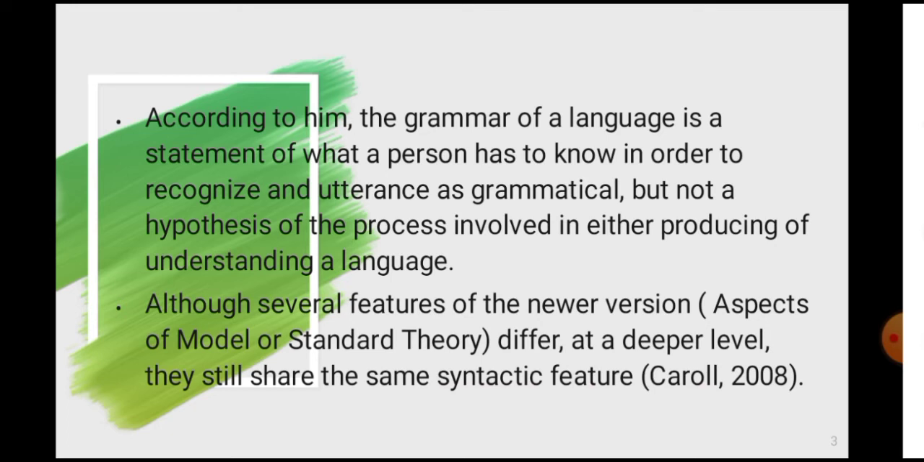So next, according to him, the grammar of a language is a statement of what a person has to know in order to recognize an utterance as grammatical, but not a hypothesis of the process involved in either producing or understanding a language. So he believed that the grammar was directly responsible for the person's ability to understand and interpret mere appearance, without making any assumption about the steps needed to create or interpret a language.